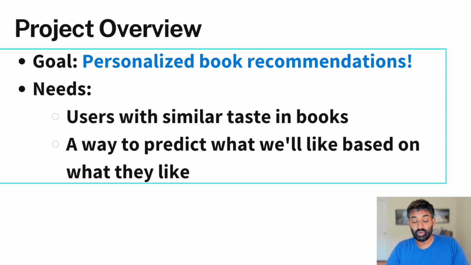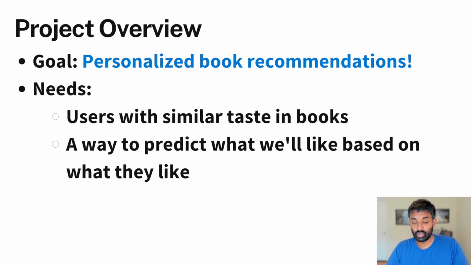So we will be working to get personalized book recommendations. And to do that, we're going to look through some data we have to find users who have similar tastes in books to us. Then using that, we're going to find what books they like, and we're going to find a way to rank those books and recommend them. So we will end up with a list of recommendations of books that we might like.